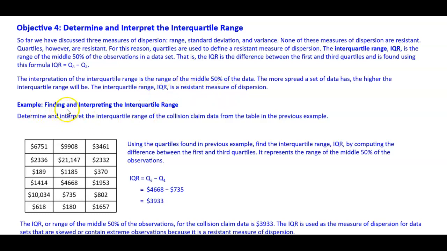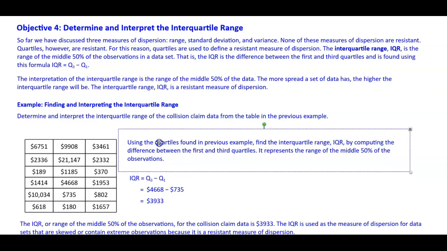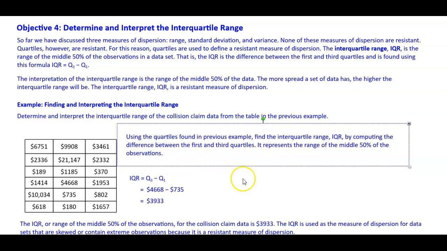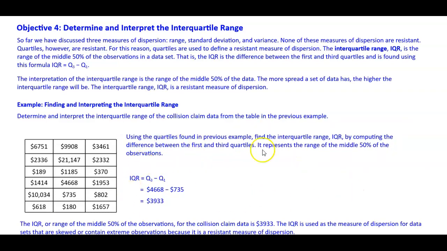For example, finding and interpreting the interquartile range. Determine and interpret the interquartile range of the collision claim data from the table in the previous example. So here is our table. Using the quartiles found in the previous example, we want to find the interquartile range, IQR, by computing the difference between the first and third quartiles. Now it represents the range of the middle 50% of the observations.